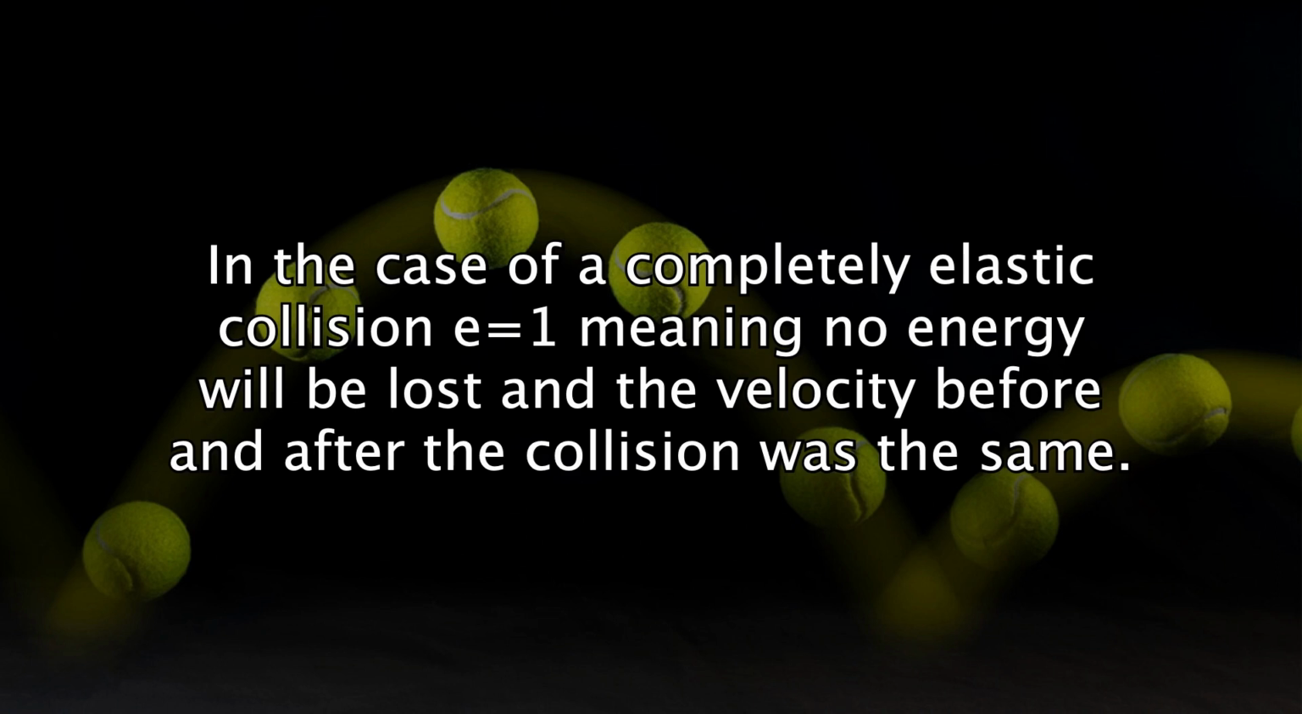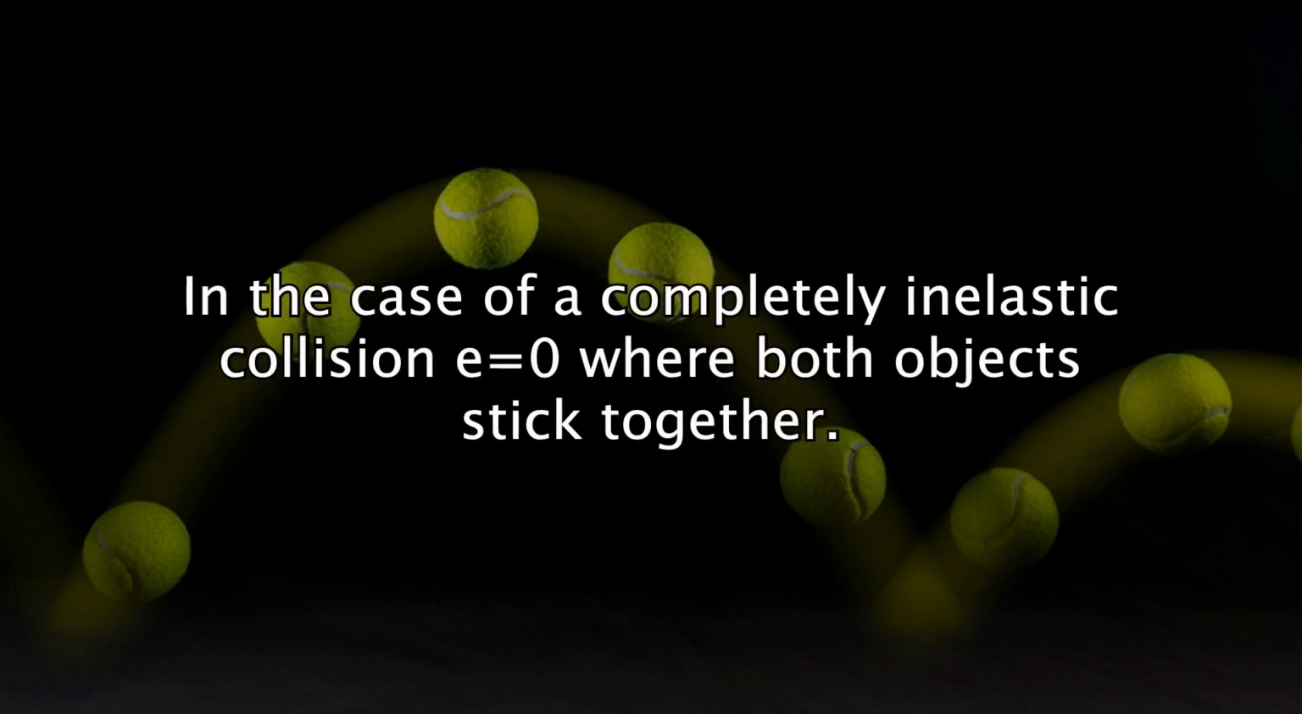So, for example, if you have an E of 1, you have a completely elastic collision. Remember, this means no kinetic energy will be lost. This also makes sense because if you have an E of 1, your final relative velocity is the same as your initial relative velocity. It's important to note that in the case of a completely inelastic collision, E will equal 0, and this is where both objects will end up sticking together.